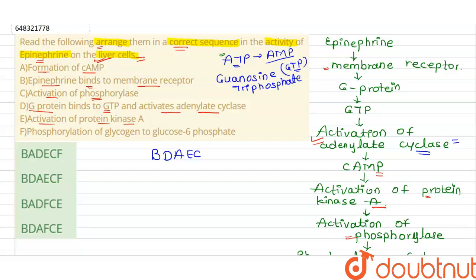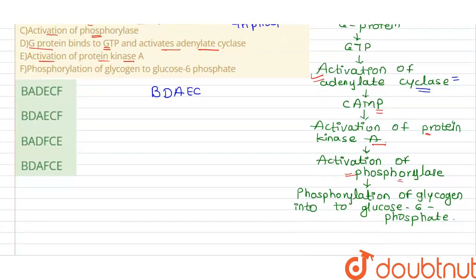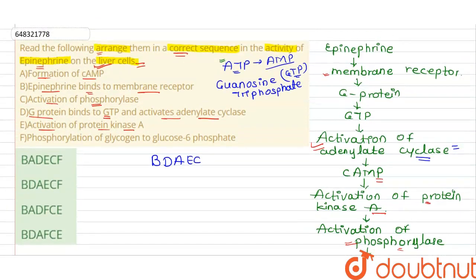After that, the activation of phosphorylase leads to the phosphorylation of glycogen to glucose 6-phosphate, and that is mentioned in statement F. So here we will write F. The letters written correctly and sequentially are B, D, A, E, C, F. That is written in option number 2, B, D, A, E, C, F. So this arrangement has the correct sequence of the activity of epinephrine on the liver cells, and option 2 is our answer.